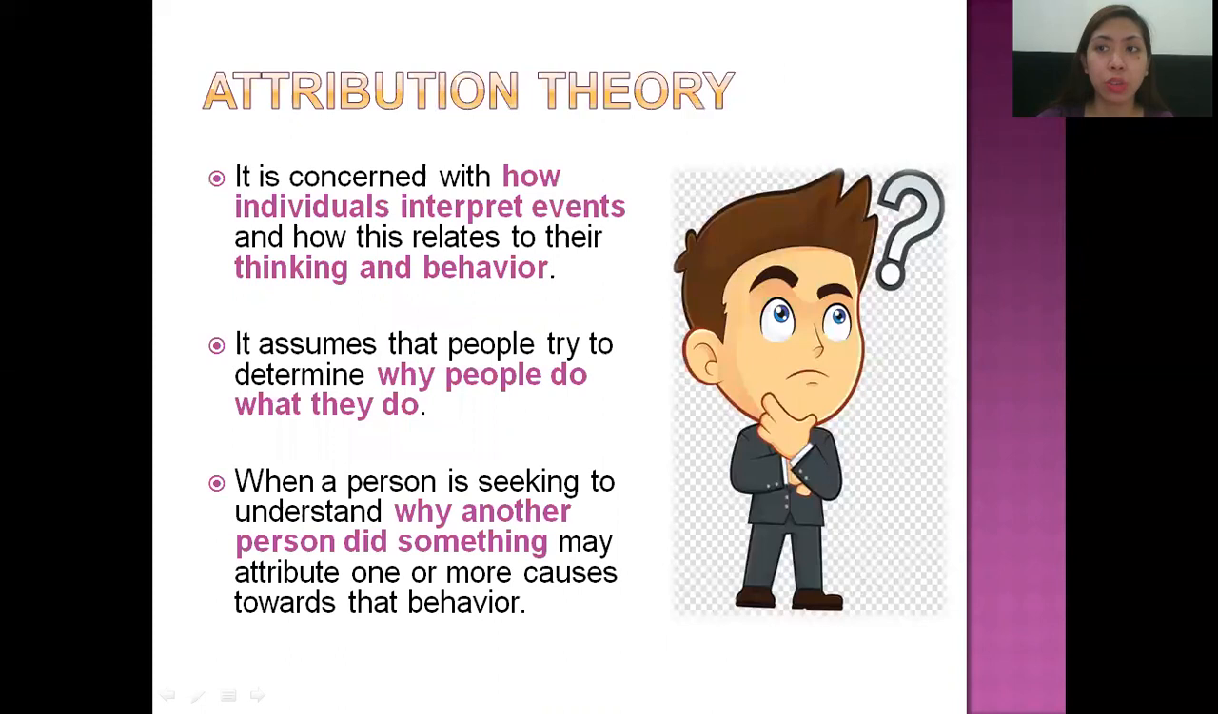Let us start with the attribution theory, which is concerned with how individuals interpret events and how this relates to their thinking and behavior. It assumes that people try to determine why people do what they do, and when a person is seeking to understand why another person did something, they may attribute one or more causes towards that behavior. For example, if we see an athlete win a marathon, we reason that she must be very fit, highly motivated, have trained hard, and that she must have all of these qualities to win.